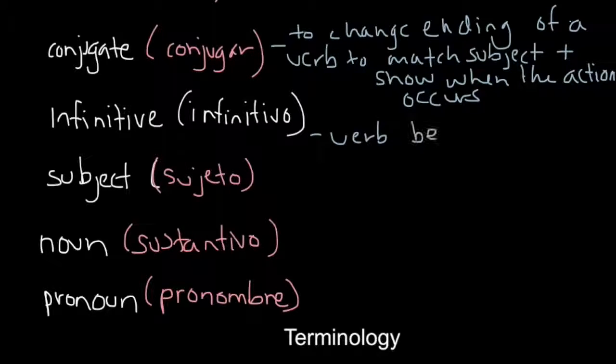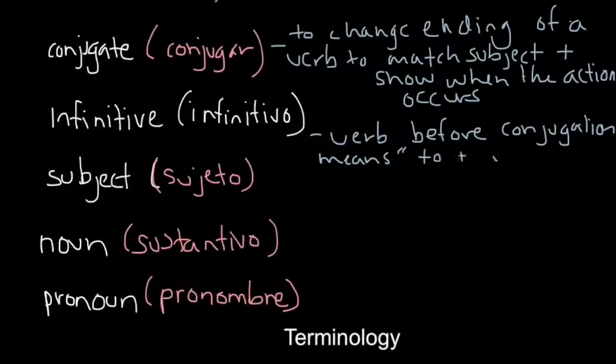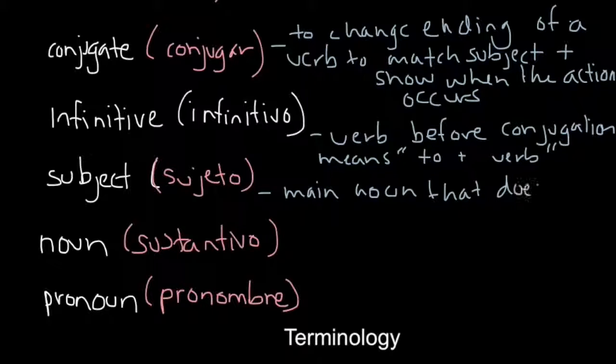An infinitive is a verb before it has been conjugated. So in Spanish, it'll still have the AR, ER, IR attached. And it translates to "to" and then whatever the verb is, like to eat, to walk. The subject is the main noun that does the action or the verb in the sentence.